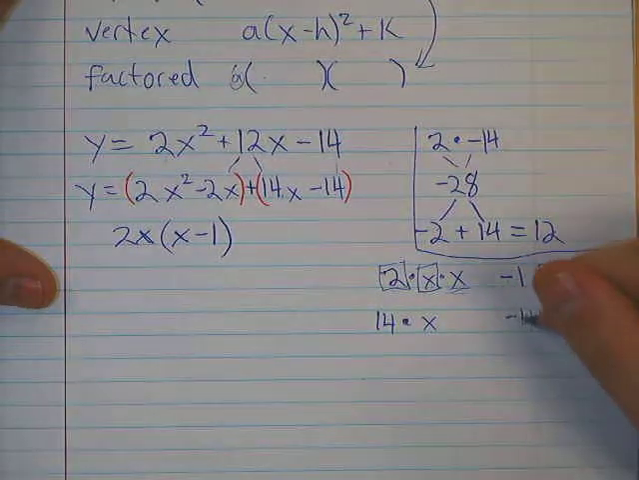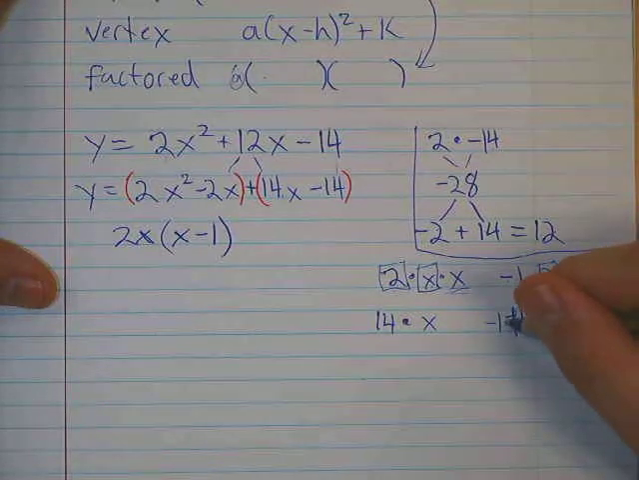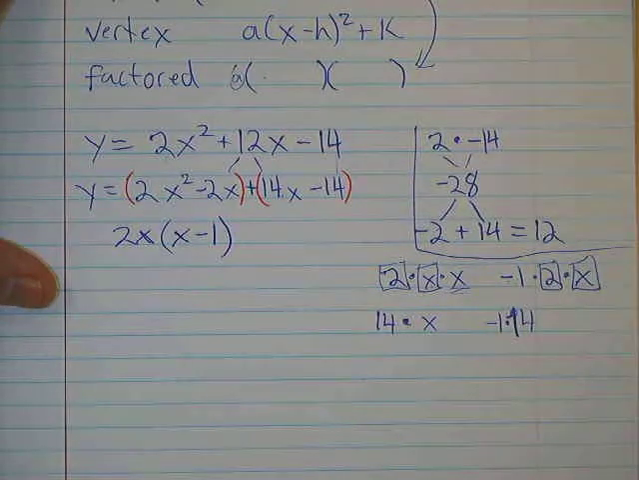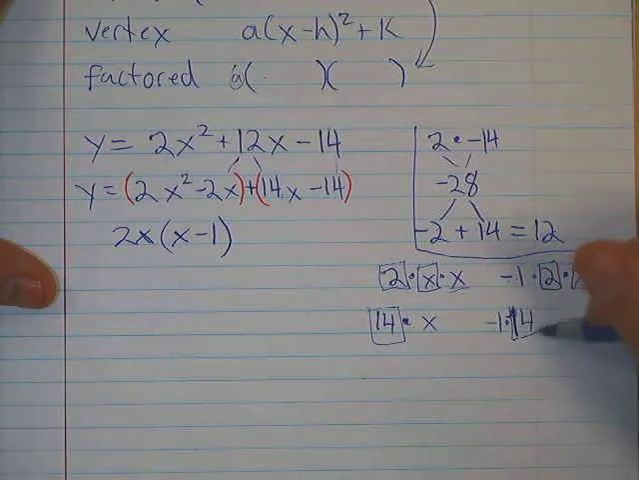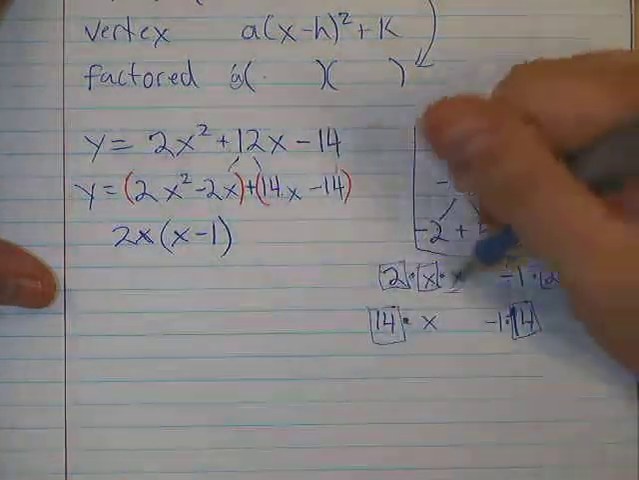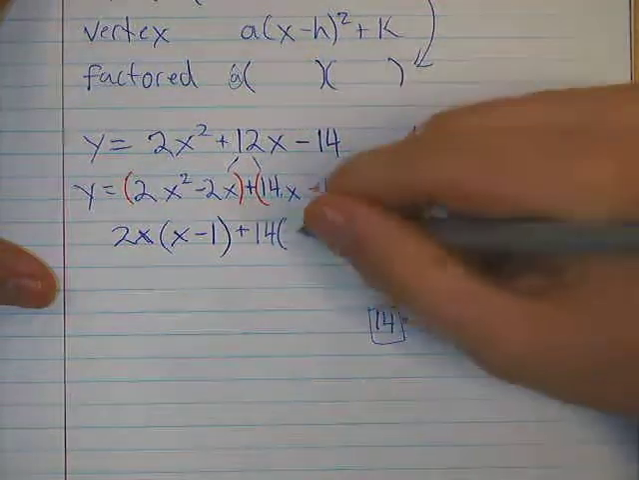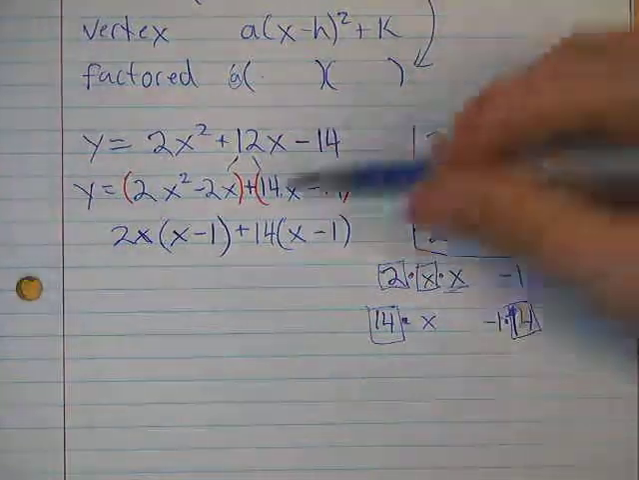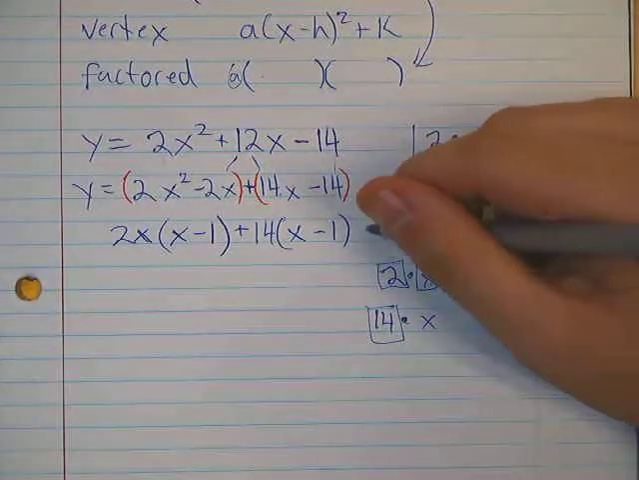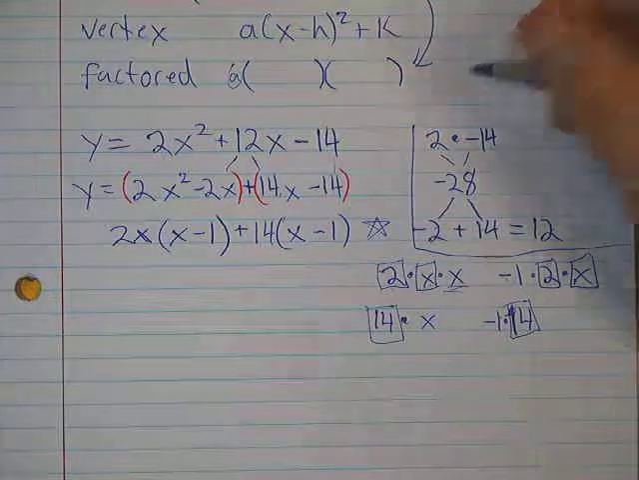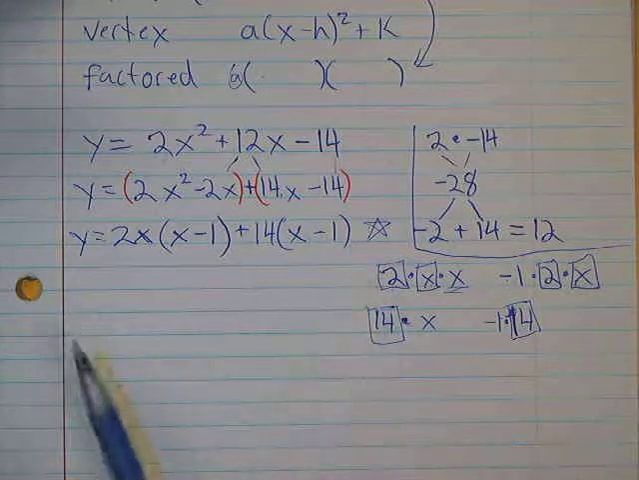We'll do the same thing over here with 14 times x and negative 14, let's go ahead and call that a negative 1 times positive 14, just to make it clear. Here we have a 14 in common, so I'm going to take out a positive 14. And I'll be left with an x and a negative 1. Notice we have x minus 1 in each of these two expressions. That means we're doing well. It's a good way to check.